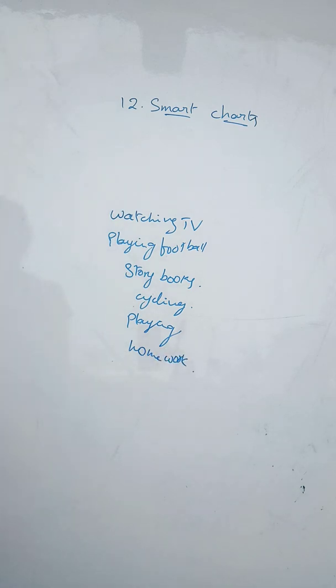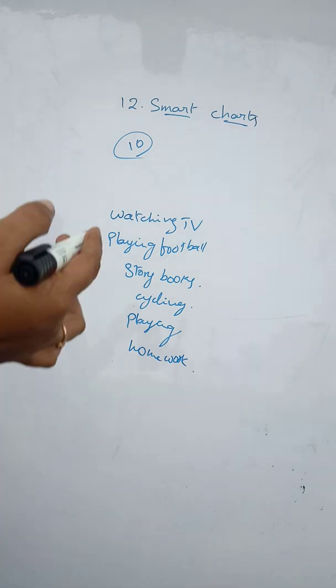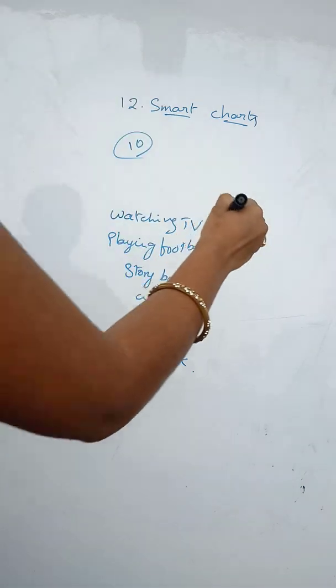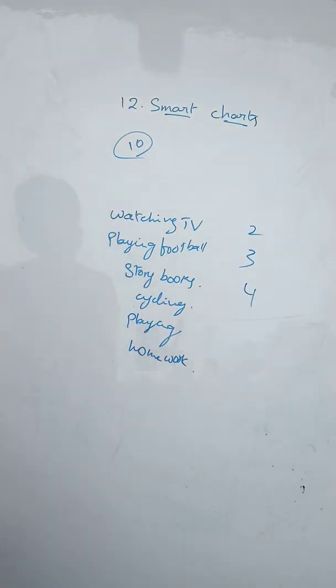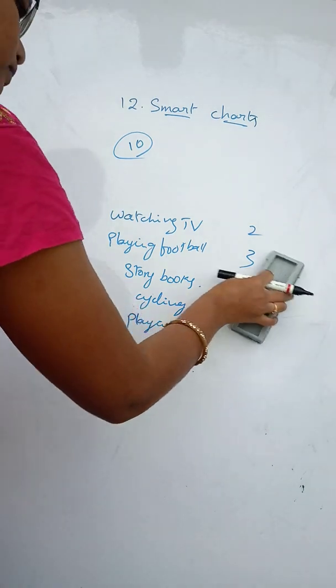We should ask our friends and write only 10 members. Ask any 10 friends and write this list. After school, how many are watching TV, playing football, reading storybooks, cycling, playing indoor games, and doing homework? Ask your 10 friends. Some members will say yes, and you can give that number for each activity.